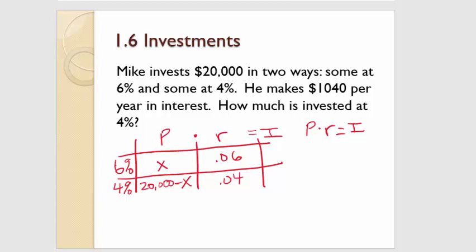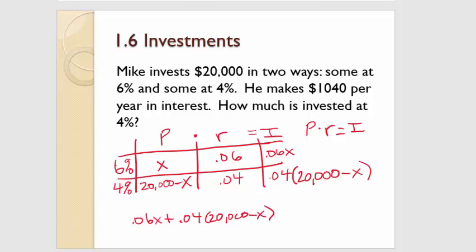Now if I multiply these two together, I will get the interest amount earned in each. So 0.06 times x is 0.06x. 0.04 times this binomial is 0.04, put parentheses around it, 20,000 minus x. Now the problem says that he makes $1,040 per year in interest for both accounts. So that means 0.06x plus the 0.04 times 20,000 minus x equals the total interest amount of $1,040. Now if I solve for x, I will find how much is invested in the account that earns 6%. So 0.06x plus, now here's where I need to distribute, so multiply 0.04 times both. So 0.04 times 20,000 is 800 minus 0.04x, and that equals 1040.